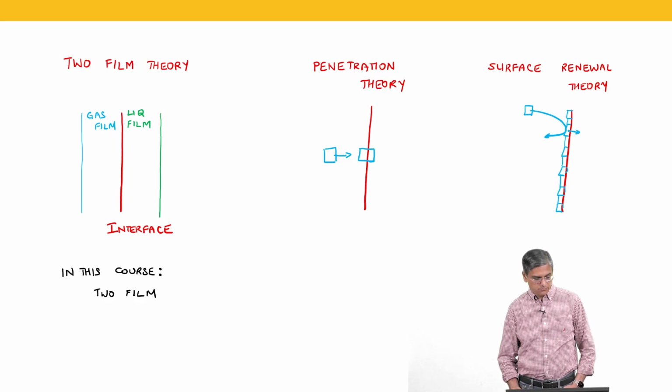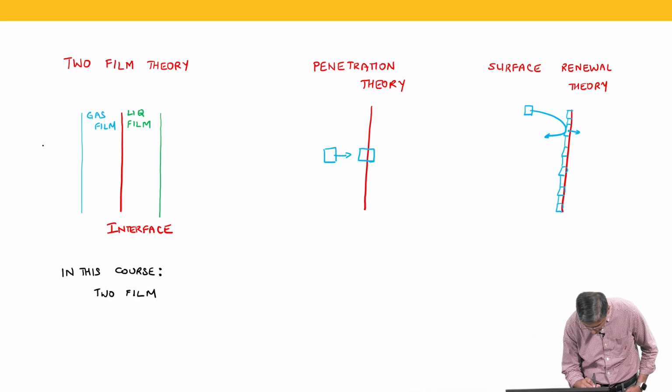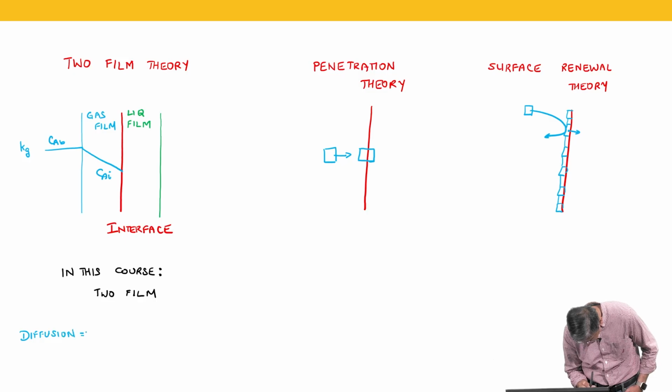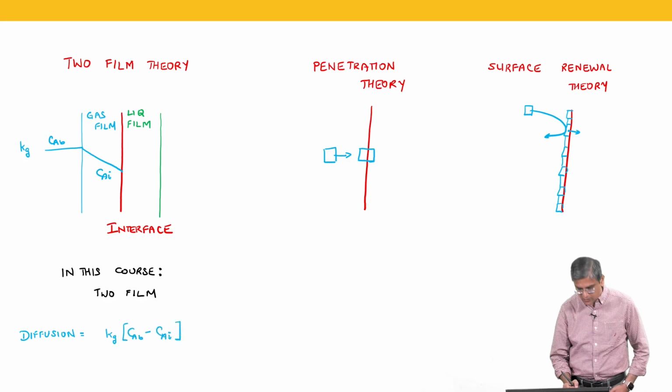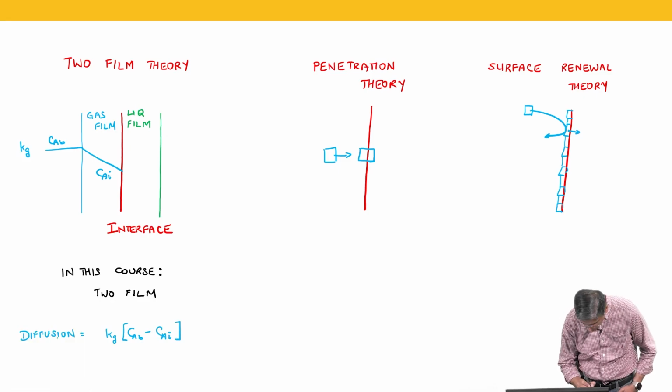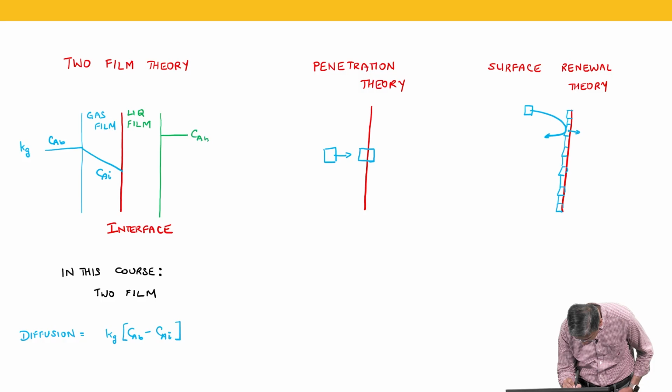What do we mean by the two film theory? Two film theory, we mean in the gas phase, and in the liquid phase, or we will do it slightly differently actually. I will tell you why.